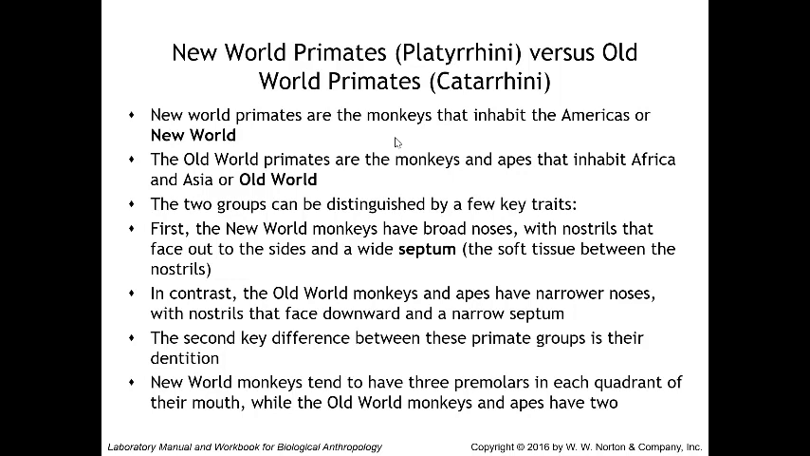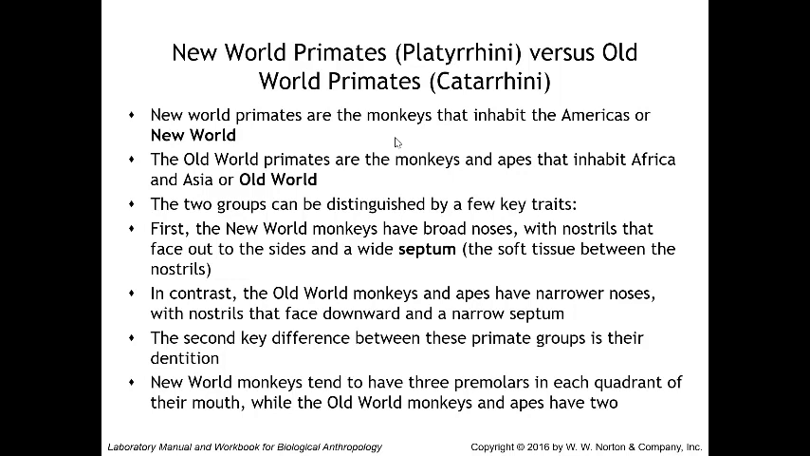Right. The second key difference between the two primate groups is their dentition. So New World monkeys tend to have 3 premolars in each quadrant of their mouth, while the Old World monkeys and apes have 2, right? So us humans, we're apes, right? We have a 2, 1, 2, 3, right? That 2, 1, 2, 3, those premolars.